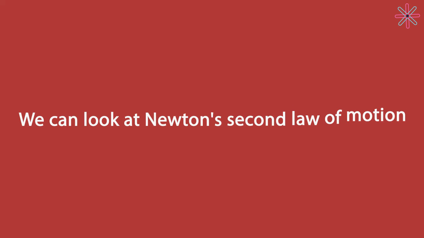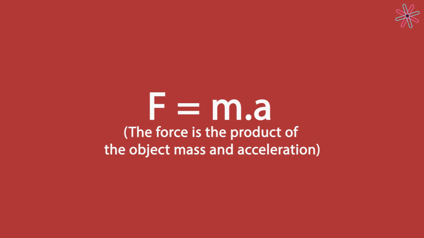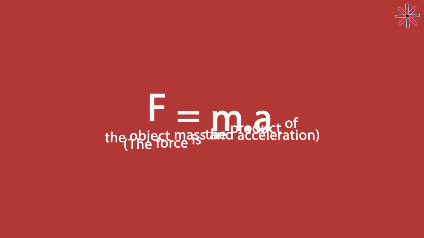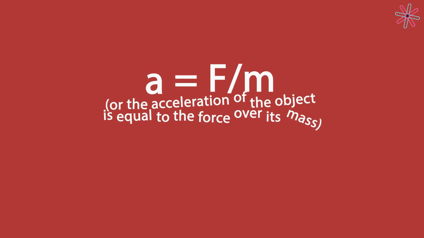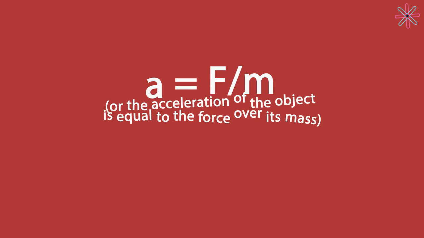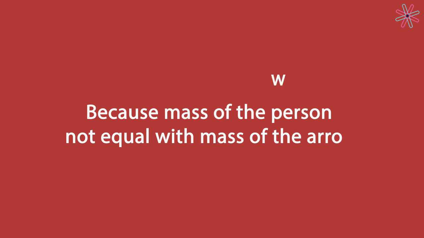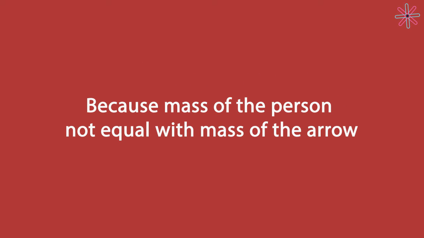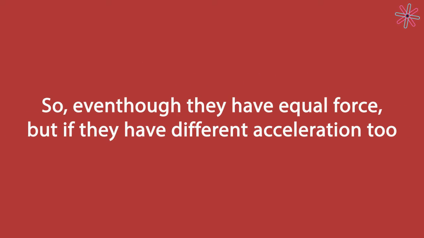We can look at Newton's second law of motion. The force is the product of the object's mass and acceleration, or the acceleration of the object is equal to the force over its mass. But why? Because the mass of the person is not equal to the mass of the arrow. So, even though they have equal force, if they have different masses, they will have different accelerations too.